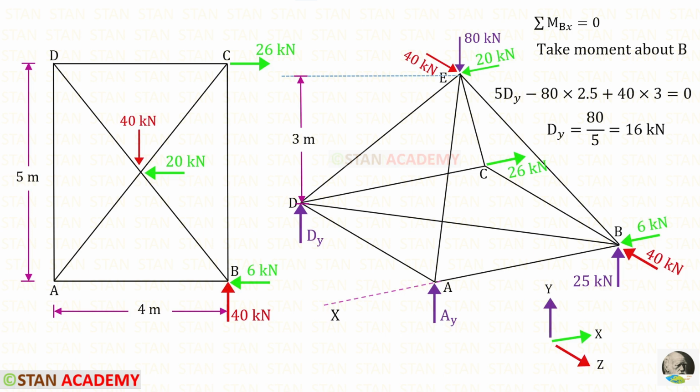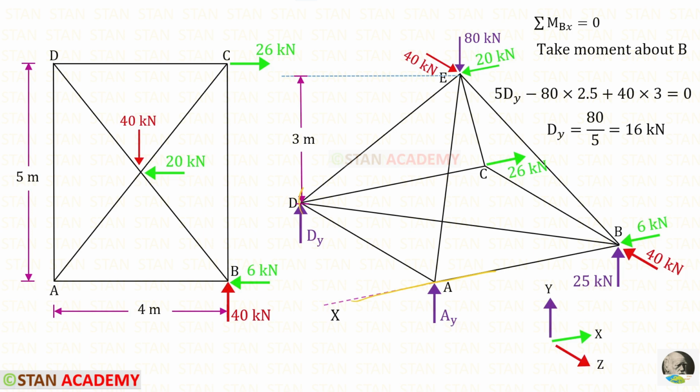We know that when we take moment in the x direction, we should not take any load or reaction in the x direction. So this 20 kilonewton, 26 kilonewton, 6 kilonewton we should not take. Also along this line we should not take anything. This one and this one we should not take. There are only 3 remaining: Dy, 40 and 80.